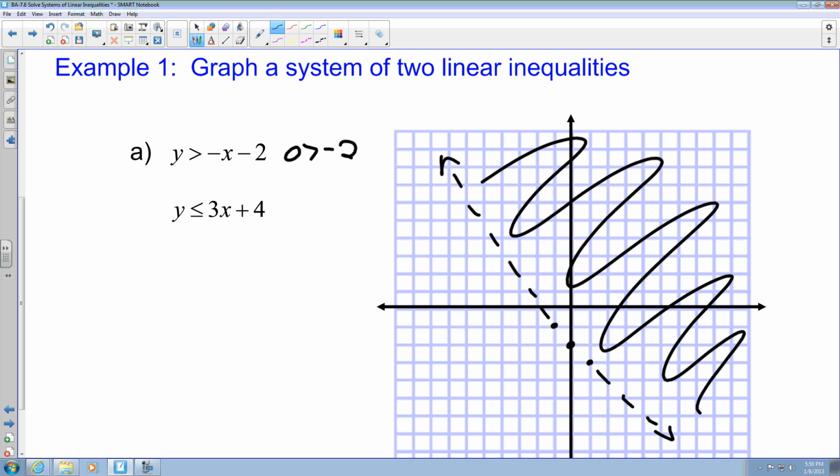Now I'm going to change my color. I'm going to use red and draw the new line, which has its y-intercept at 1, 2, 3, 4. And then my slope is going to be up 3 over 1. So 1, 2, 3, and over 1. And since it's a less than or equal to, it is a solid line. Oh, shoot. Got away from you there.